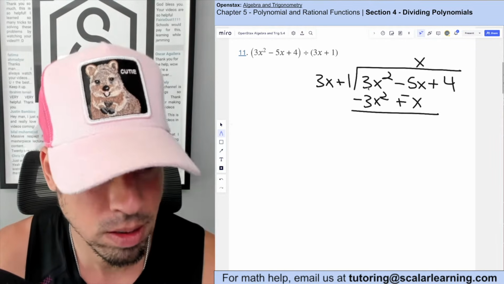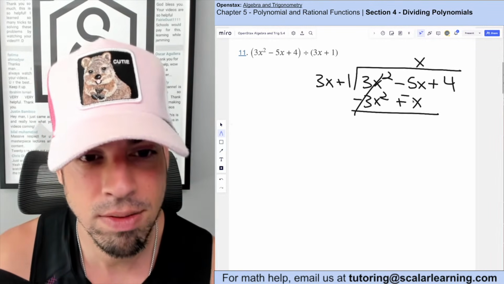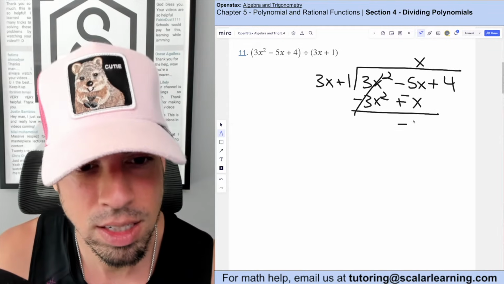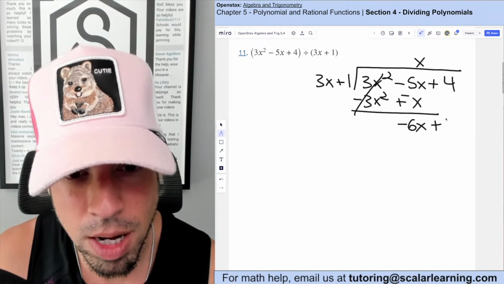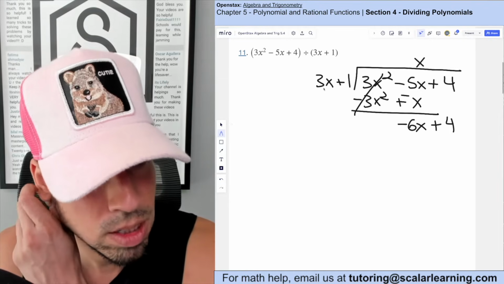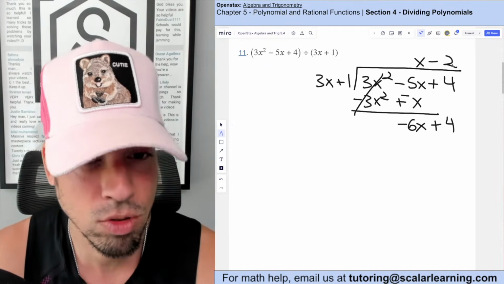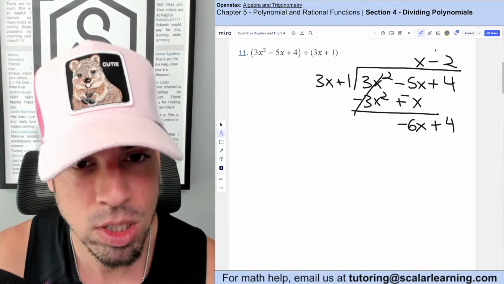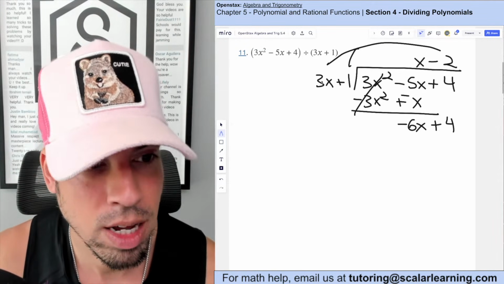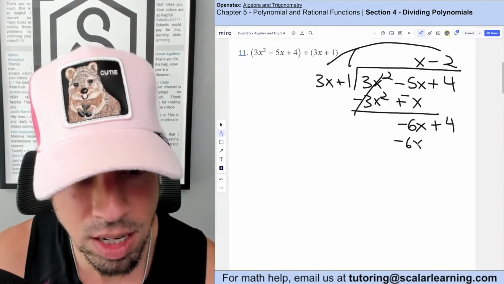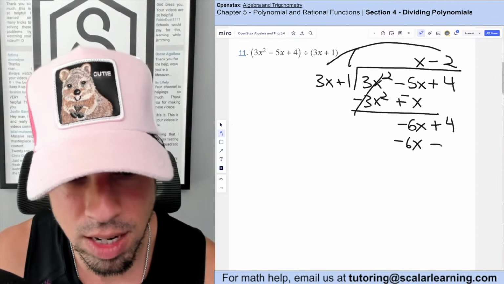So these cancel out, and then negative 5x plus negative x is negative 6x, bring down the positive 4. And then we say, how many times does 3x go into negative 6x? It goes in negative 2 times. We're trying to match them up. And then we distribute to both of these. Negative 2 times 3x is negative 6x. Negative 2 times 1 is negative 2.